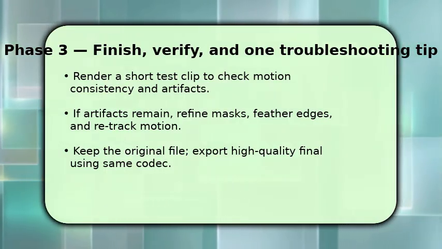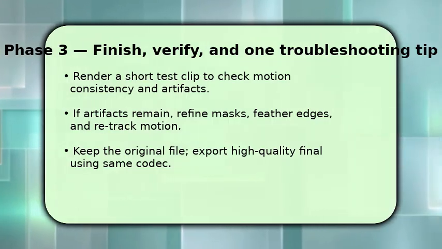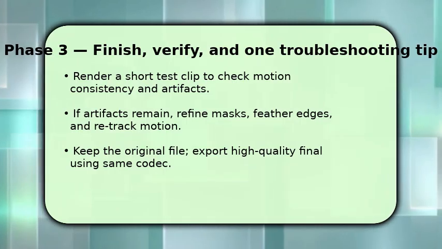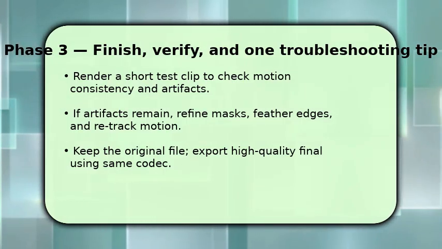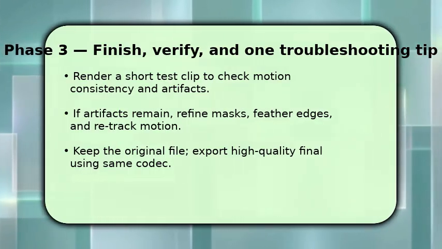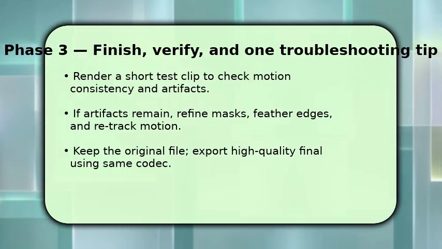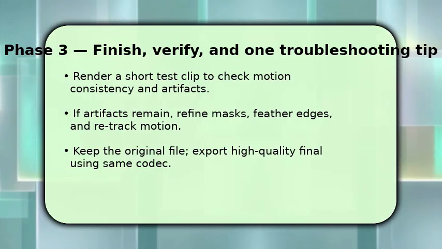Once satisfied, render the whole file using the original codec and resolution to preserve quality and keep the original file untouched. If you see ghosting or mismatched motion, go back and refine masks, increase feathering, or improve motion tracking. These adjustments fix edge seams and jitter. One troubleshooting tip: if fixes fail, try a different removal method.